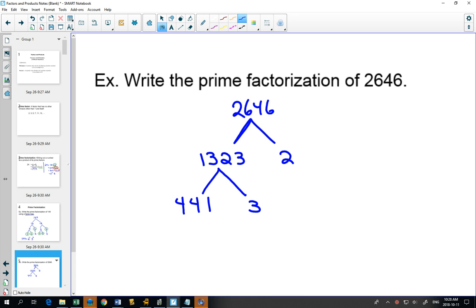441 adds up to 9, which means we can divide it by 3 again. Can you see why I wouldn't necessarily like this too? I'd have to just keep writing it. It's nicer to just keep it clean. 441 divided by 3 is 147. What's 1 plus 4 plus 7? 12. Does 12 divide by 3? Yes.